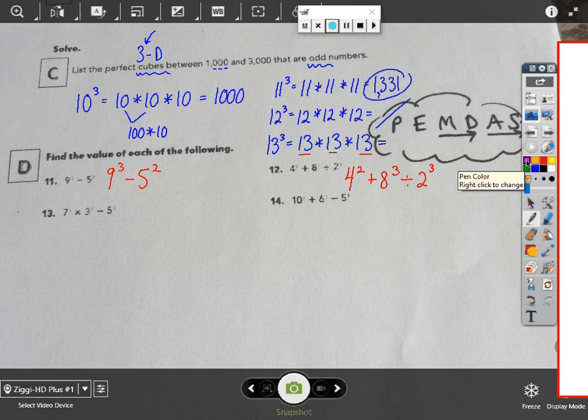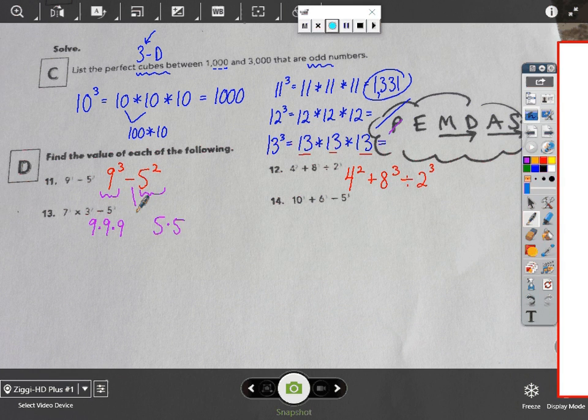Well, there are no parentheses. Check. But there are exponents. Let's take care of the exponents next. 9 to the third. That means 9 times 9 times 9. And 5 to the second. That means 5 times 5. And notice there's subtraction between these two things. All right, let's try this out.